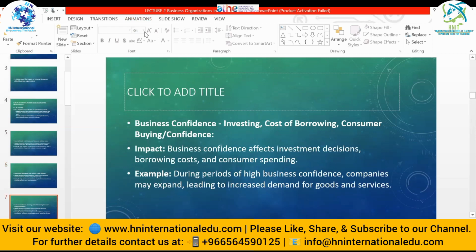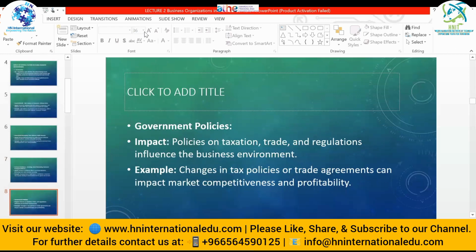Then we have business confidence. Now, this includes investment decisions, borrowing cost, and consumer spending. Consumer spending is directly related to the demand and supply of the economy, which is again related to the producers and consumer spending rate. During periods of high business confidence, companies may expand, leading to increased demand for goods and services. Then we have government policies.